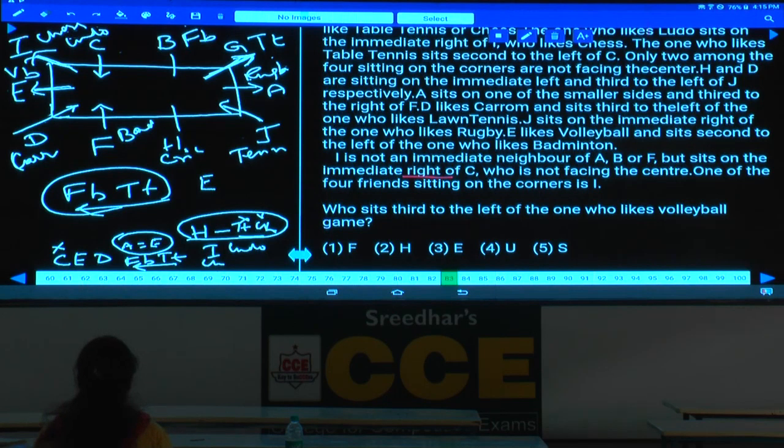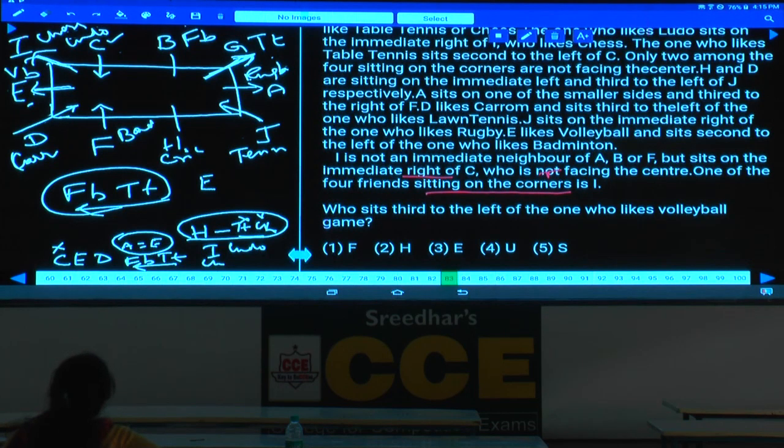And C must be at this place. And C is not facing the center, this is wrong. C must be facing the center only, isn't it? Because C must be either here or here, out of which here it is not possible, isn't it? Why is it not possible here? Because this person must be second to the left. Hence, C is facing the center, one of the 4 friends sitting on the neighbors is H.